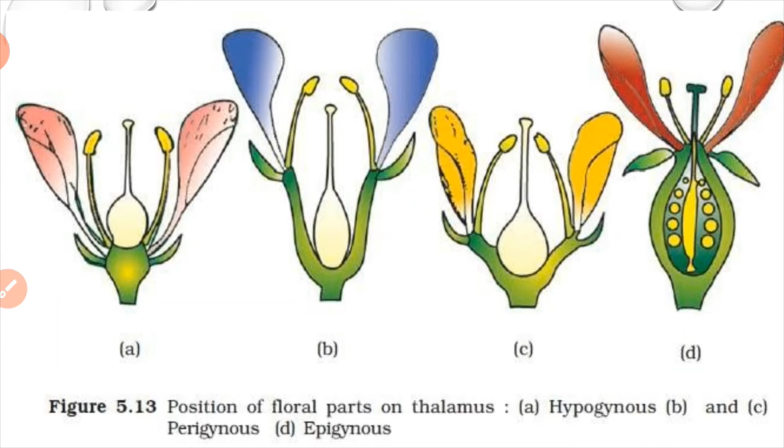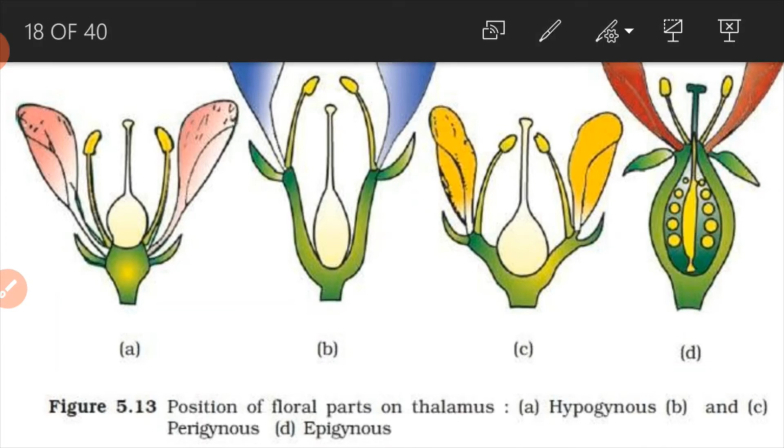These are the diagrams showing the positions of the ovary. So first one is hypogynous, then perigynous, then epigynous.